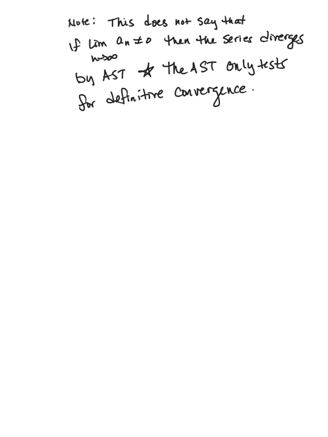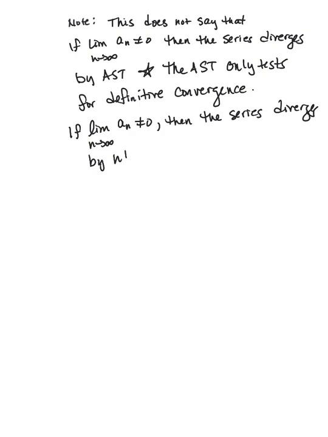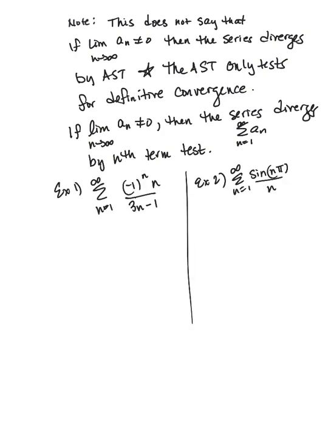Now, if the limit of a sub n does not equal 0, then the series diverges, but by the nth term test. Remember that? If the limit as n approaches infinity of a sub n does not equal 0, then the series diverges by the nth term test. The nth term test is only used for that if you're talking about a positive series. Okay, pause the video and copy down these 2 examples and come back.